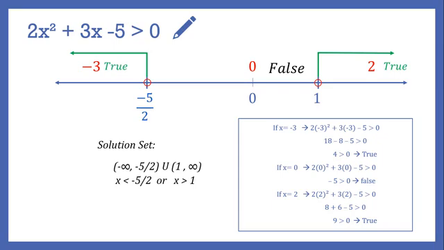We will write this in two forms. In interval notation, we have open parenthesis, negative infinity, comma, negative 5 over 2, close parenthesis, union open parenthesis 1, comma, positive infinity, close parenthesis. We use the parentheses because it tells us that negative 5 halves and positive 1 are not part of the solution. Or we can express the solution set in inequality symbols. We have x is less than negative 5 halves or x is greater than 1.